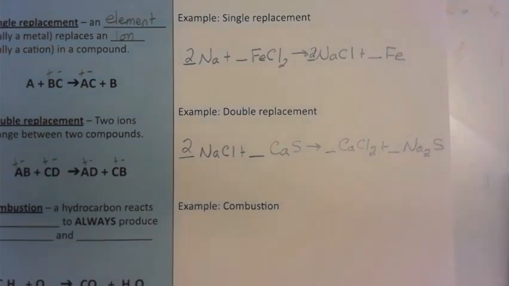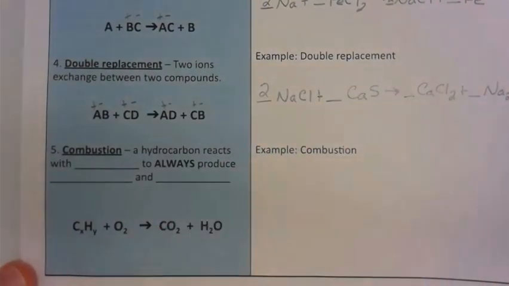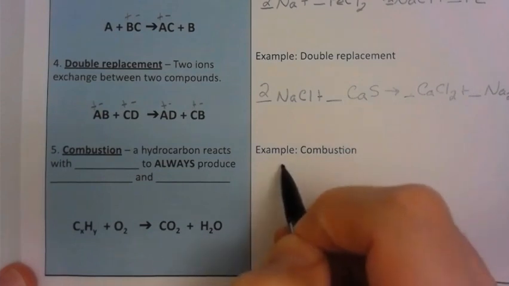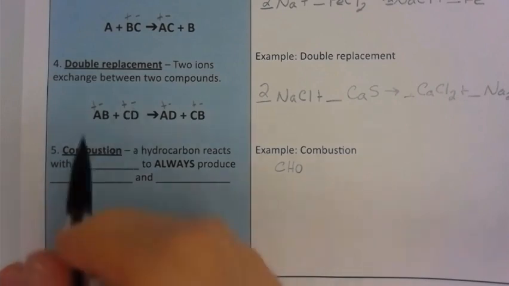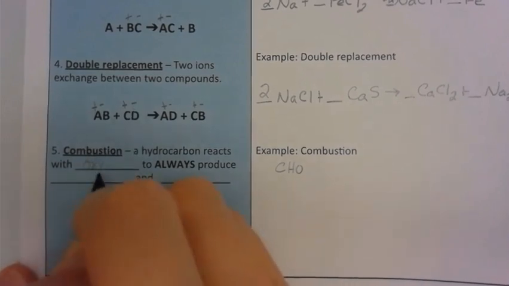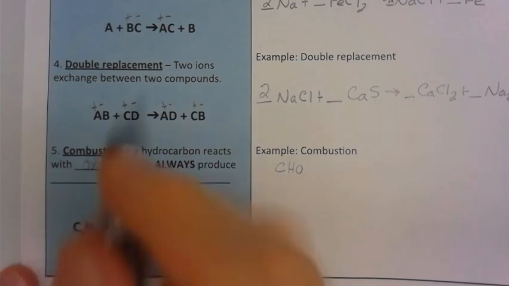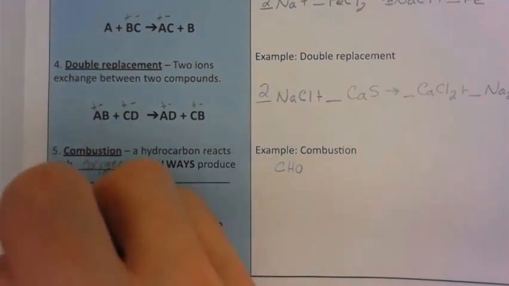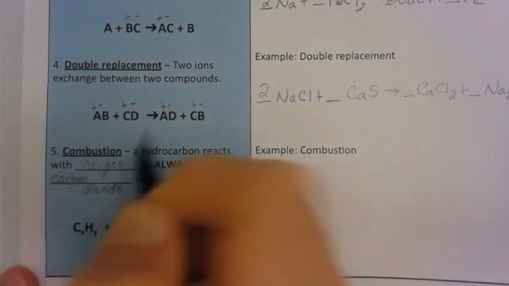And the last category of reaction is one that we've already seen before in our first video notes on balancing chemical equations, and that's what we call a combustion reaction, or what I refer to as a CHO reaction. And that's when we have a hydrocarbon reacts with oxygen to always, bold, all caps, always produce carbon dioxide and water.